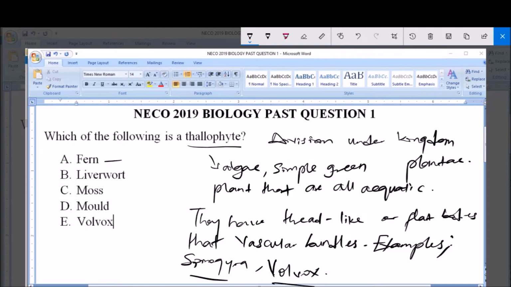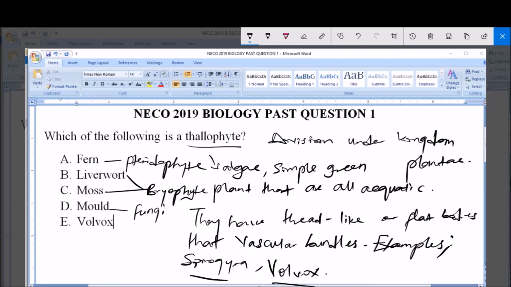Now, option A here says fern. Fern is not a thallophyte. Fern is a pteridophyte because it has vascular bundles. Liverwort and moss are bryophytes, also under kingdom Plantae. Now, mold is a fungus under kingdom Fungi.